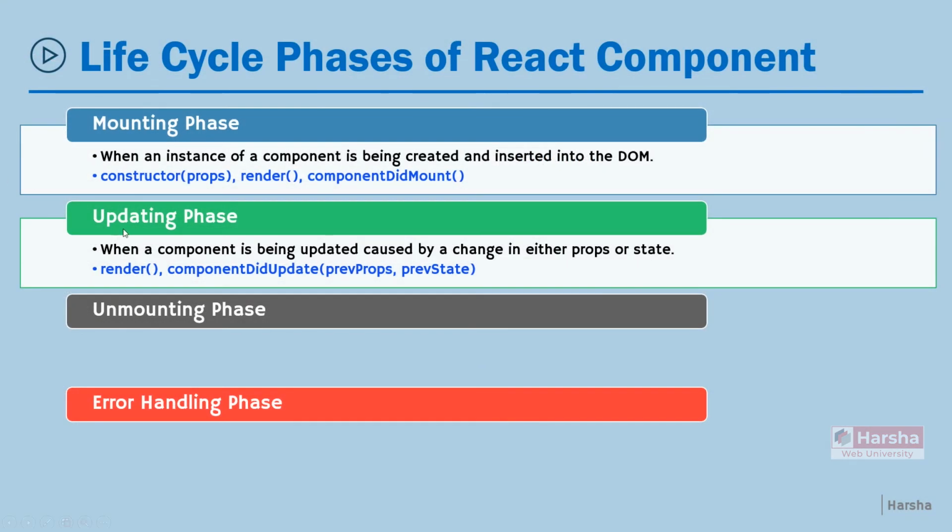Let's focus on the updating phase. Whenever the props or state is changed by the developer, the updating phase executes. The props are supplied from the parent component and the state is the own of the same component itself. So whenever either of these props or state has been changed at runtime, the updating phase will be triggered. As a part of that, the render and componentDidUpdate methods will execute in the same sequence.